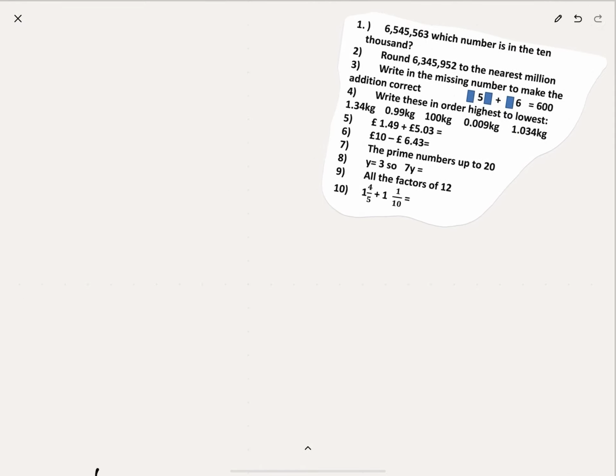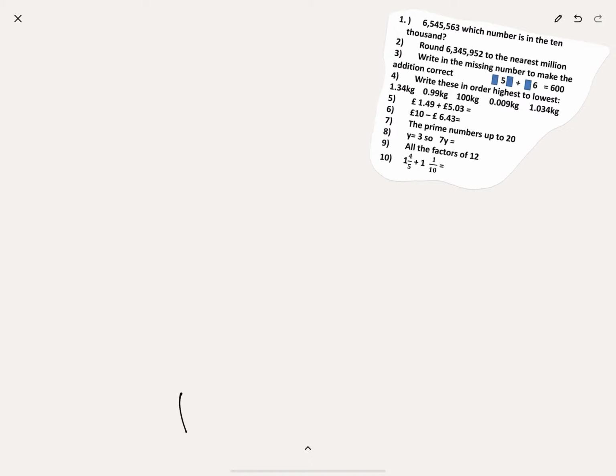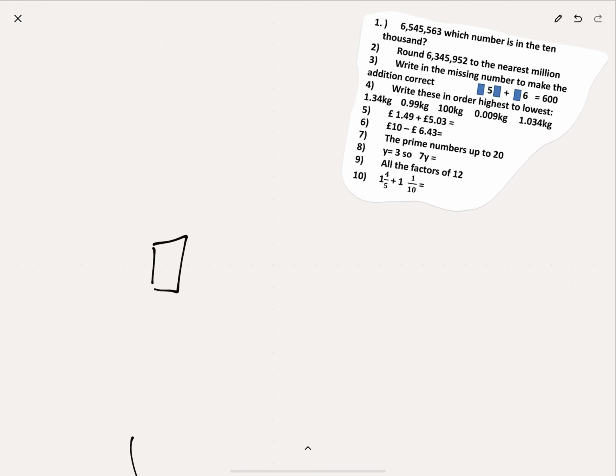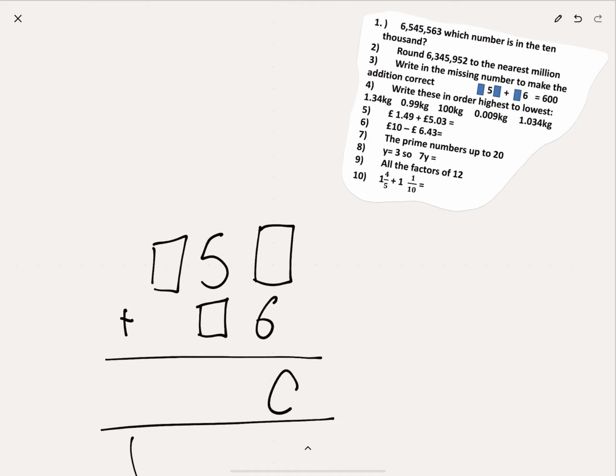Same method every time. Write in the missing number to make the addition correct. Okay, so you've got blank, 5, blank, add blank, 6 equals 600. This would be how I would set the question up. I think it makes it much easier then. So something add 6 is 0. Well, that 0 isn't 0. It's obviously a 10, but I can't put the 10 in the units column, so it's been carried over. So that's going to be a 4.